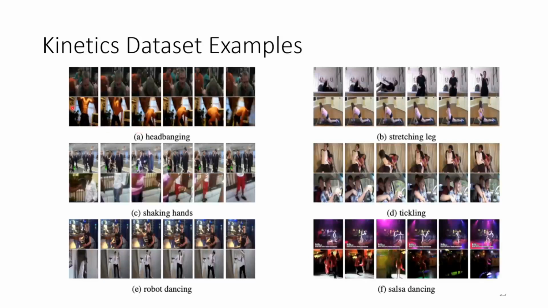So let me show you some examples. These are image crops from the Kinetics dataset. You can see this is a robot dancing, and the background is highly diverse. The goal is to correctly classify which action is in the video.